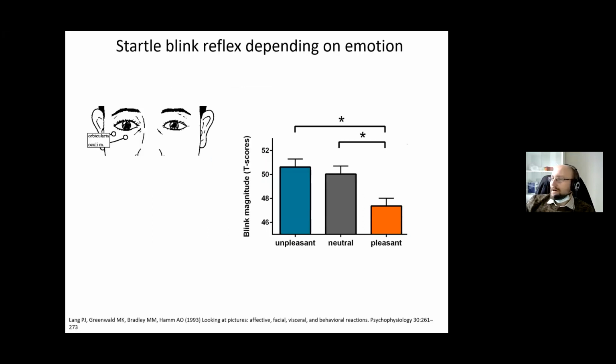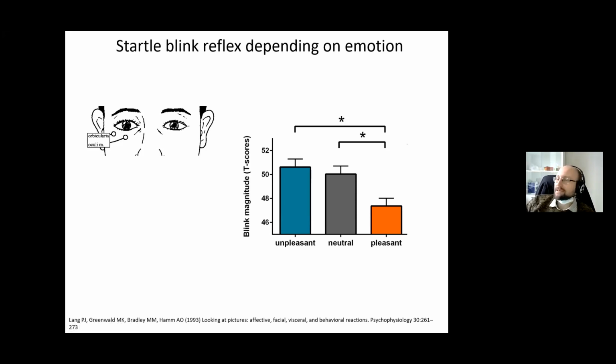Another index of valence, of pleasantness of stimuli, is the startle blink reflex. It is the activation of the orbicularis oculi muscle, which is below the eye. It reflects the blinks. The paradigm consists in presenting sudden loud noises. People typically blink when they hear these sudden sounds.